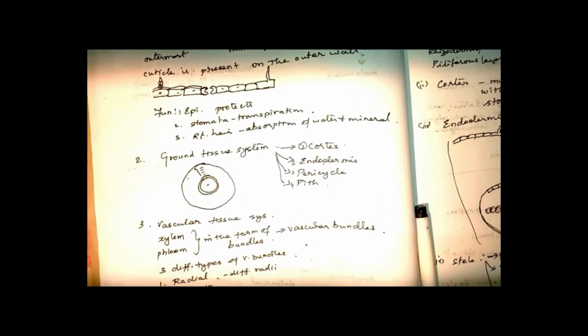The next system is called vascular tissue system. It consists of xylem and phloem. They are present in the form of bundles and called vascular bundles. There are three different types of vascular bundles.